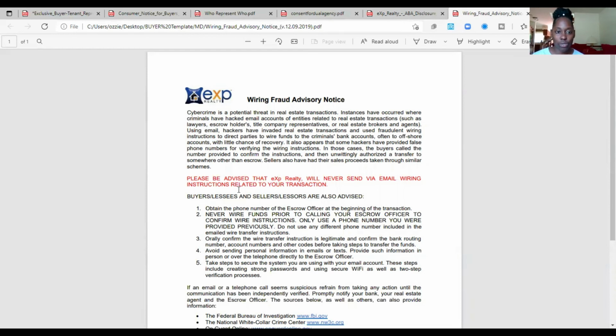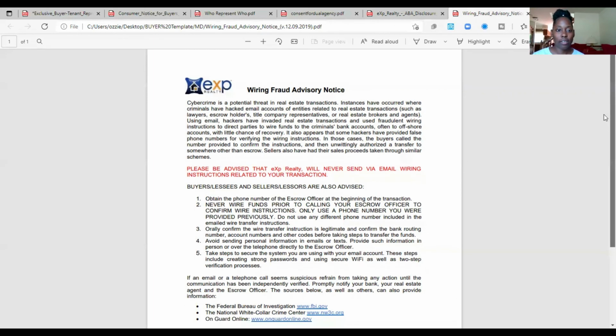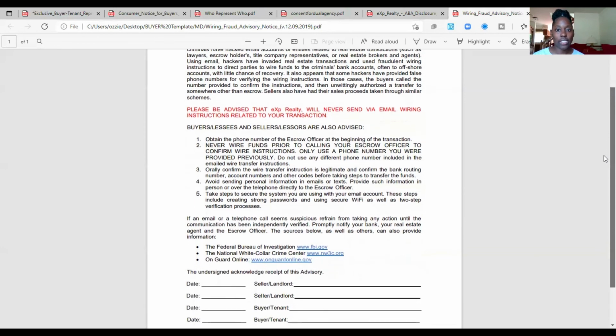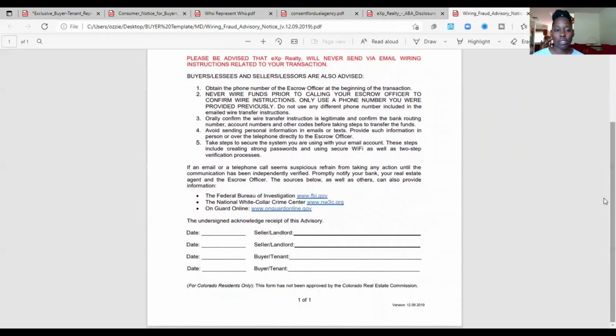And here in red, I want to read: please be advised that EXP Realty would never send via email wiring instructions related to your transaction. As I said before, because my brokerage does not hold money, neither do I. It goes through the disclosure here and what's been advised to you. It gives you a couple of websites, and if something seems suspicious to you, where to report it. These are sources below where you can find information. And then as my buyer client or my seller client, you sign and date it here.